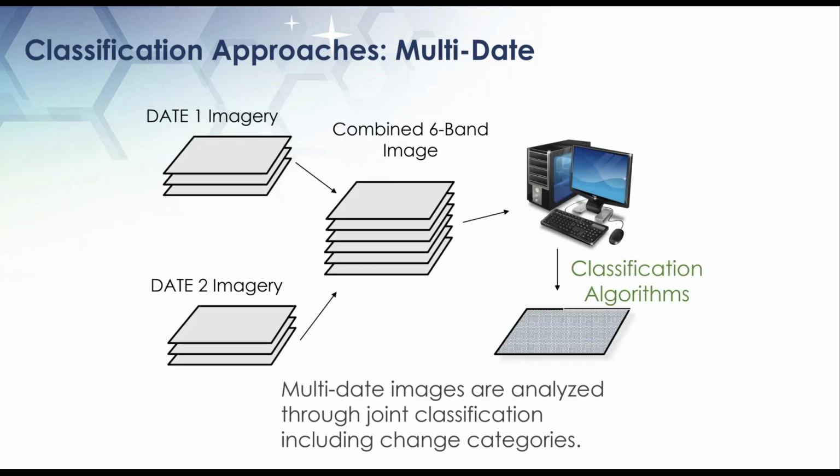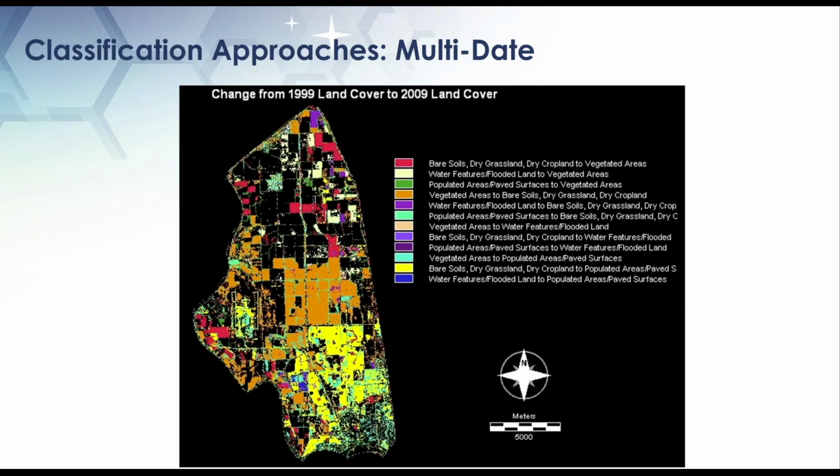So this is just a graphic of what that looks like. You take the date 1 imagery and the date 2 imagery, you put them all together in a combined image, and then you run a supervised classification on that. And then this is just a picture of an example of that. It's a land cover change from 1999 to 2009, and it's a little hard to read, but the legend basically says what the original class was and what it changed to. So these are just change classes that we're looking at.